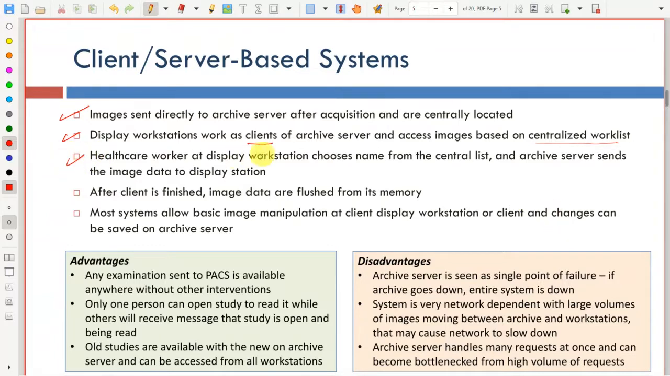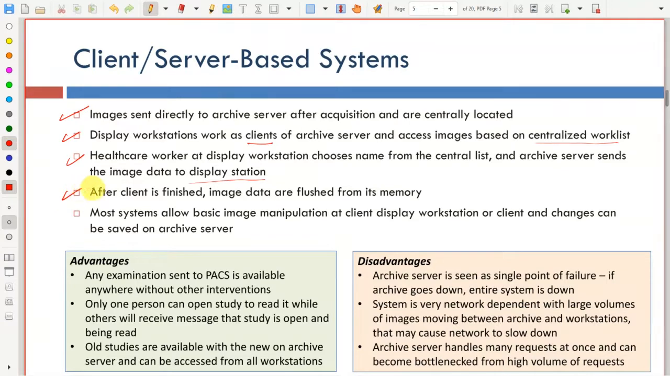The healthcare worker at the display workstation chooses the name from a central list. So he has a list, and whenever a particular patient is selected, the archive server would send the image to the display station. He says, for example, that he's going to start with patient number 5. At the workstation, he doesn't have the data. But once he selects that patient, the archive server would send that workstation all the study images for this particular patient, so that he can get started on diagnosing this study. Okay.